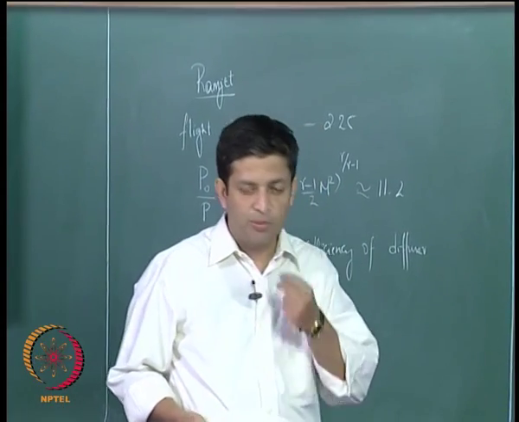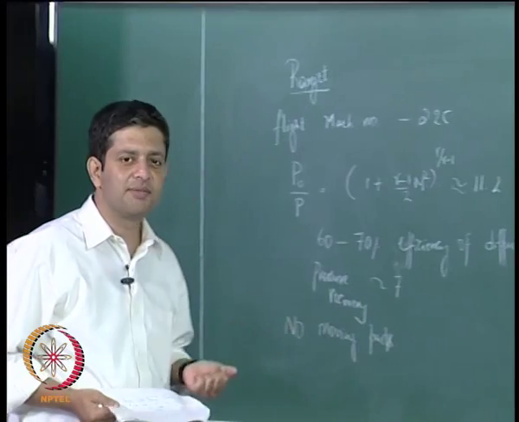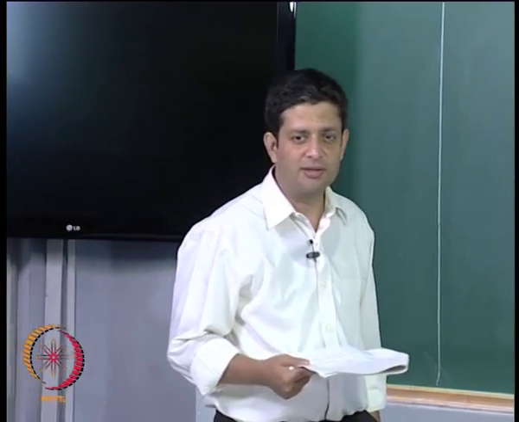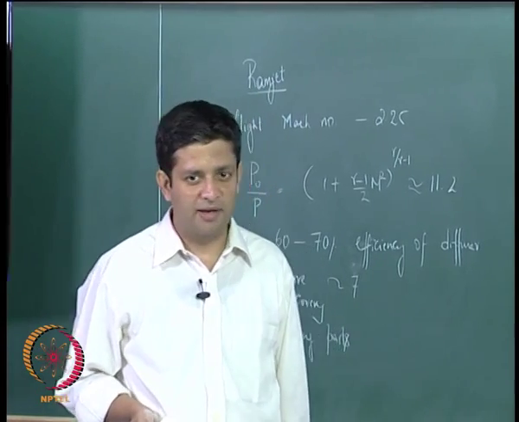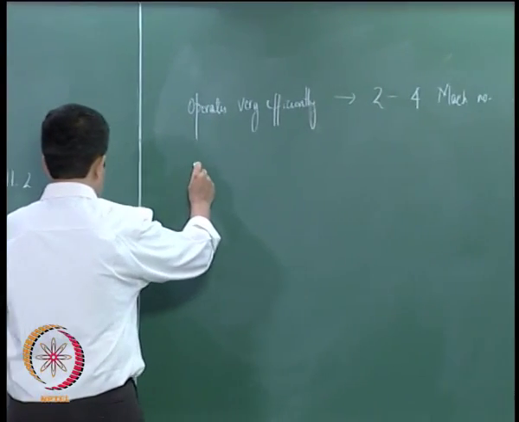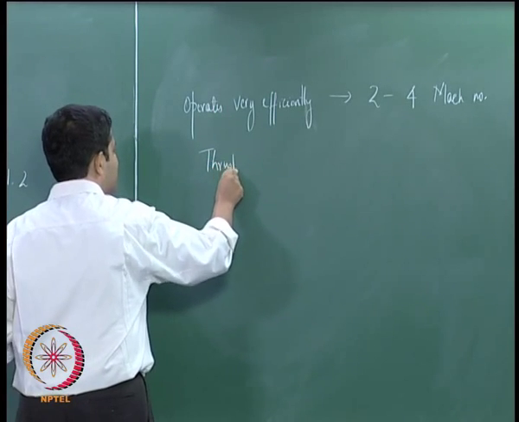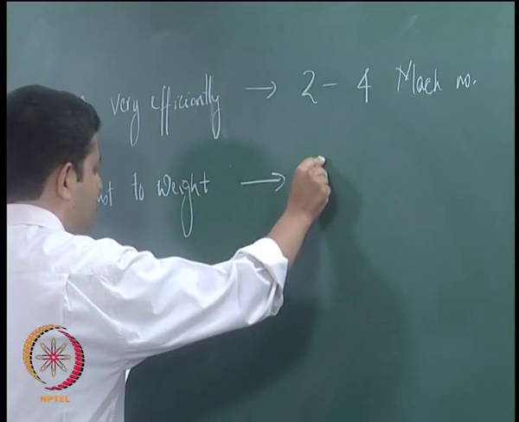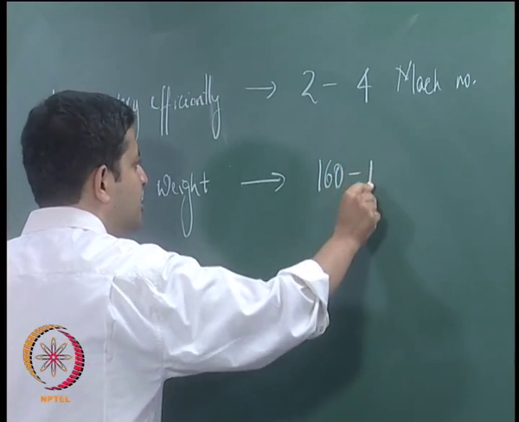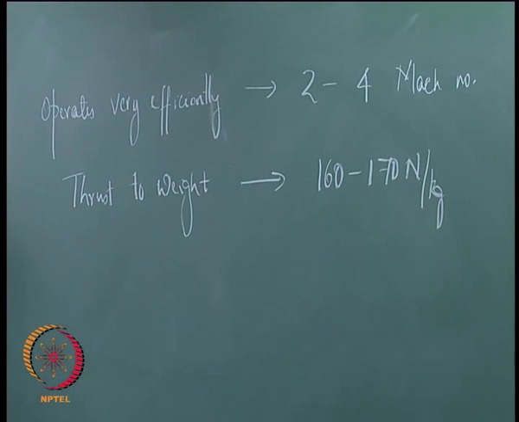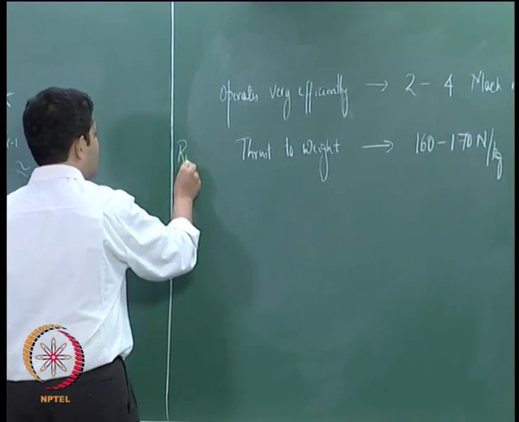Now, if you compare a ramjet with a turbojet, what do you think would be the thrust to weight ratio of this compared to a turbojet? Would it be higher or lower? It will be higher. So the thrust to weight is higher. Thrust to weight would be something like 160 to 170 Newton per kg for a ramjet.